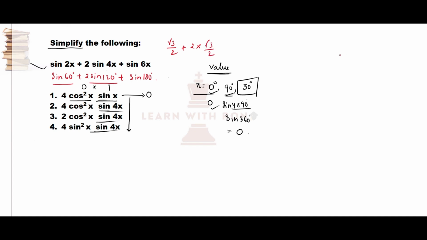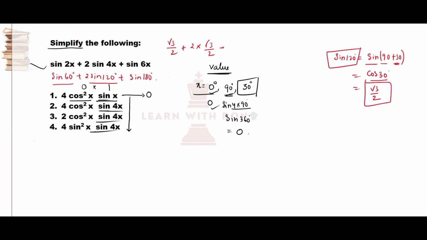If you want, I'll show how to find sin 120 degrees. I can write sin 120 degrees as sin of 90 plus 30 degrees, right? So what is sin of 90 plus theta? Cos theta. Here theta is 30 degrees, so cos 30 degrees. What is the value of cos 30 degrees? Root 3 by 2. So sin 120 degrees is root 3 by 2.